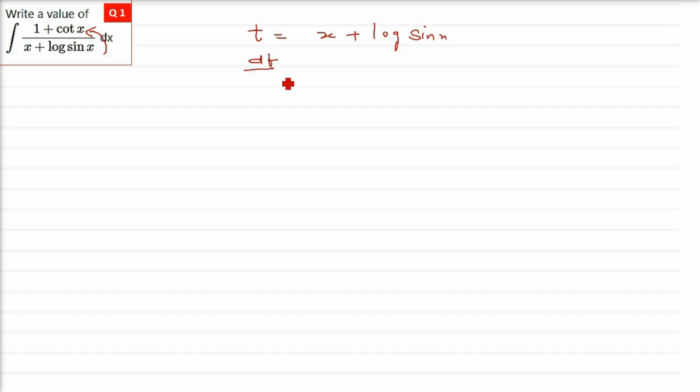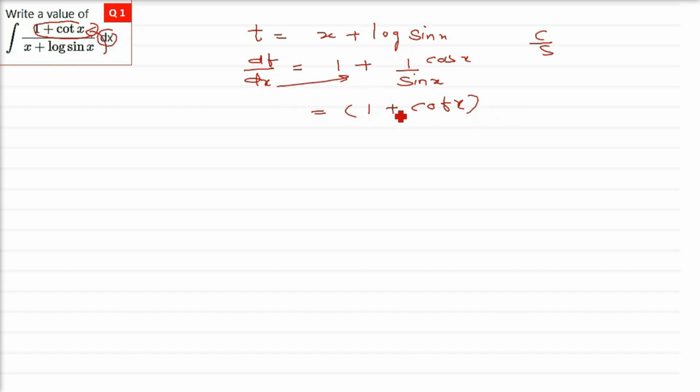So this is dt by dx. We are differentiating with respect to x. This will be 1 plus, derivative of log sin x is 1 by sin x, and then sin x will be differentiated, which will be cos x. So what do we get? We are getting 1 plus cos by sin, which is cot x. But 1 plus cot x is along with the dx, so we'll take this dx on the right. So 1 plus cot x dx will be equal to dt.